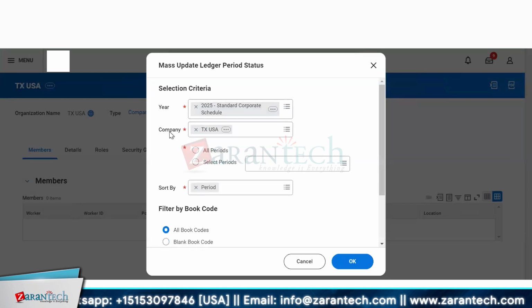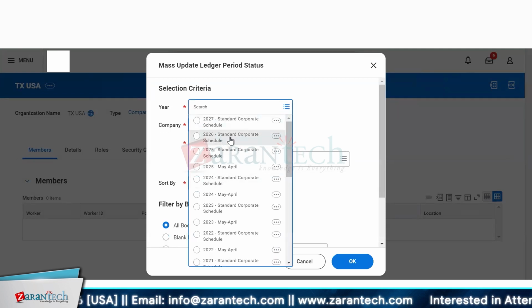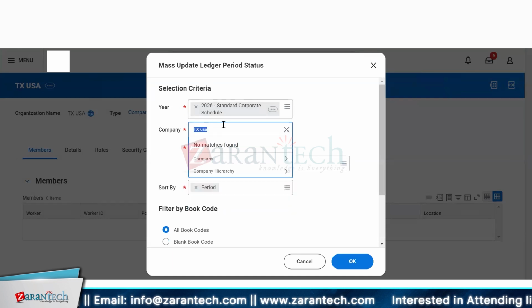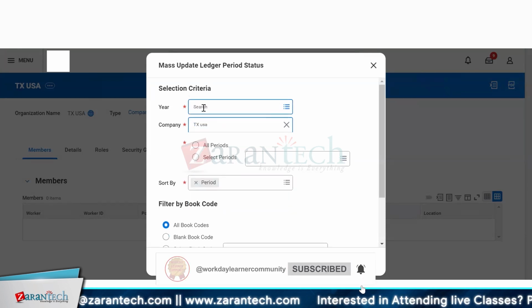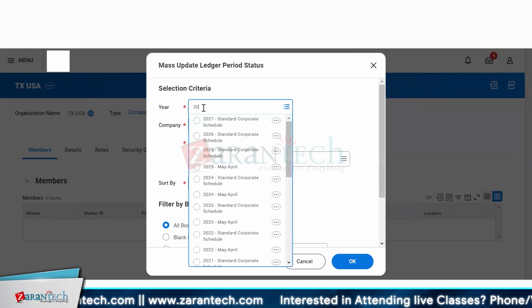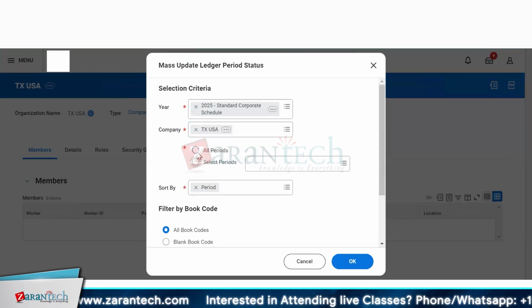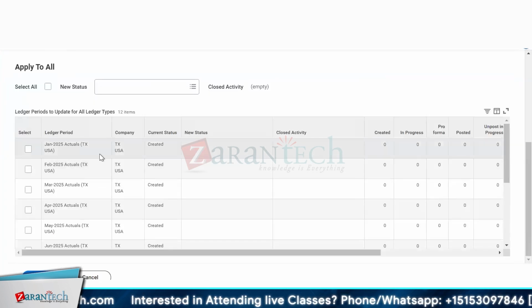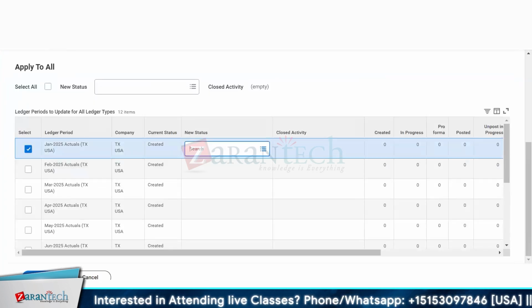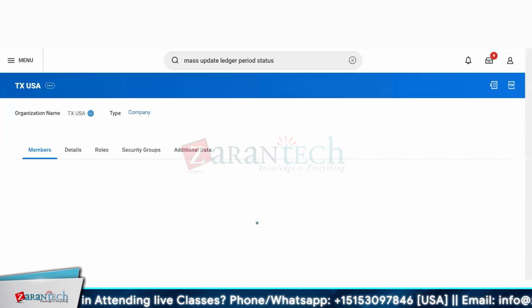So for this year it is eligible. If I select another year, for example 2026, the system does not show it here because that year has not been linked with my company. So 2025, and this company is TX US. All periods, this task we did last time as well. So quickly I'm going to define my first period, that is Jan. That is open, click OK, and my period is open now.